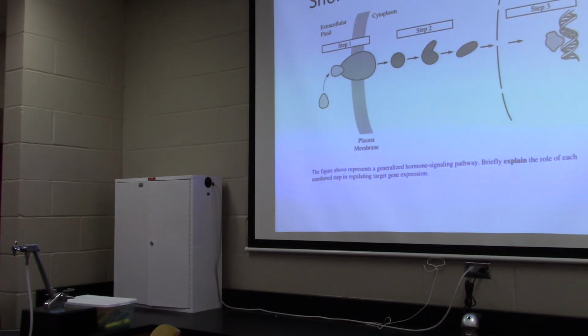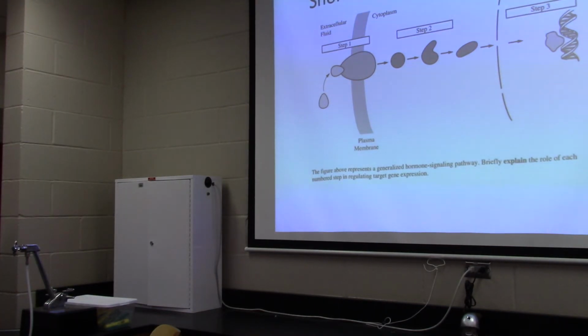Make sure that you address the verbs. This says explain the role of each numbered step. So make sure you explain. Don't just say step 1 is, what is step 1 by the way? What's happening in step 1? Reception. What's happening in step 2? Transduction. What's happening in step 3? Response. It's those 3 stages.